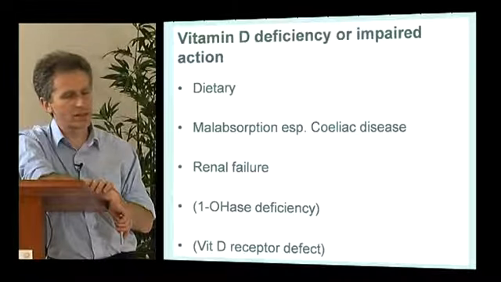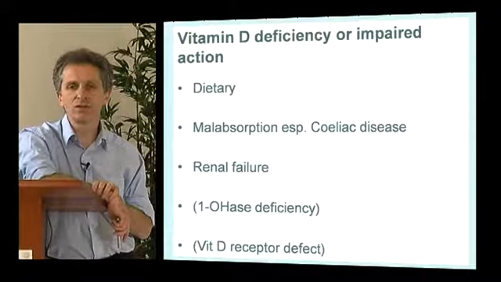Important other causes, though, are malabsorption. It's very important to think about occult causes of malabsorption because it's a diagnosis you want to make. For example, celiac disease, but if we know them to have Crohn's disease or a section of the ileum removed, that may be a cause as well.